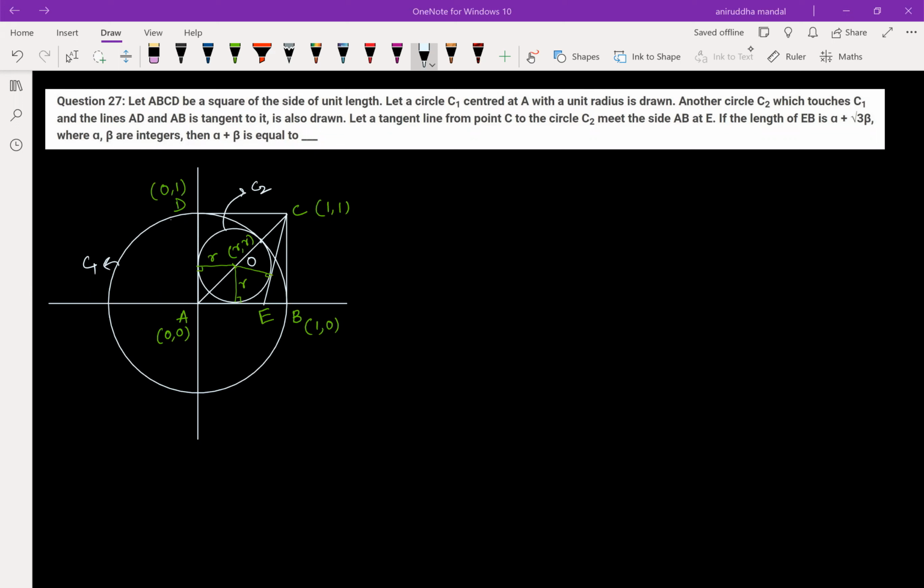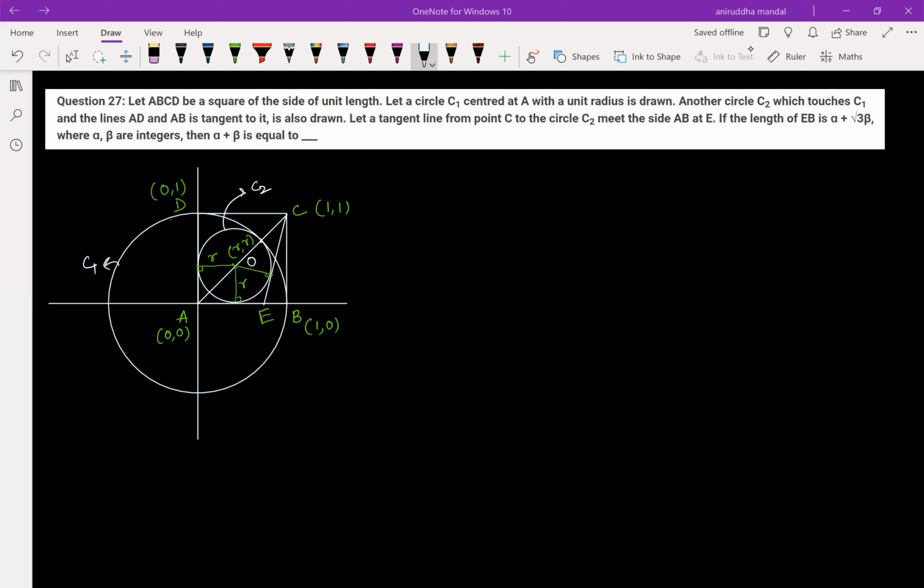The problem is, let ABCD be a square of side length 1. Let C1 and C2 be two circles where C1 is centered at A with unit radius, and C2 touches both the circle as well as the lines AD and AB as tangents. Now, from the point C, a tangent is drawn to the circle C2 which meets AB at point E. So we have to find the value of length EB.